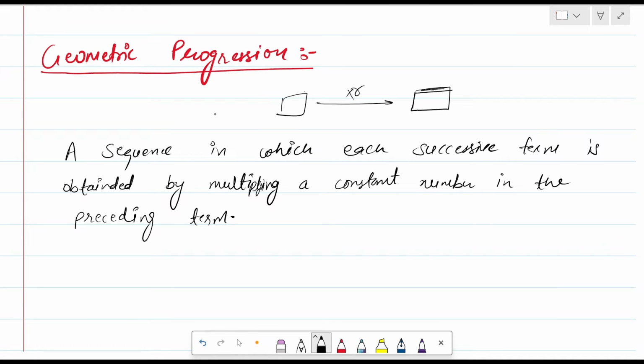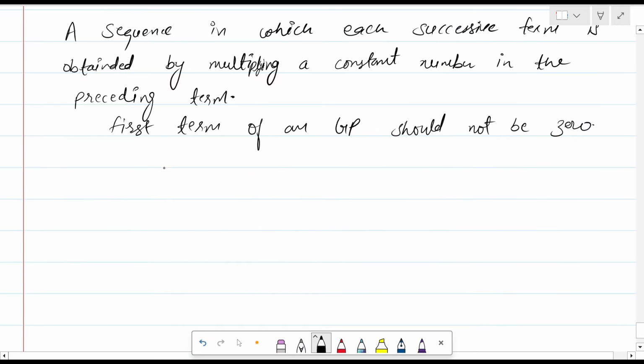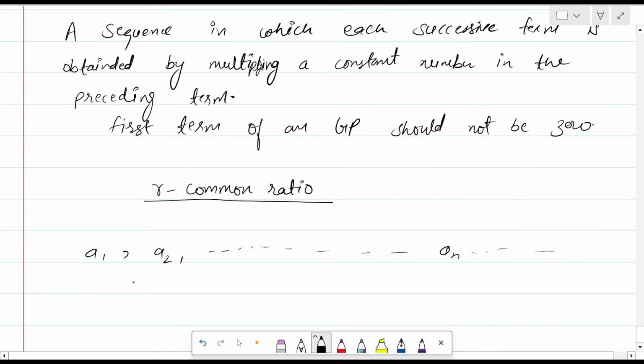एंड द इम्पोर्टेंट थिंग इज first term of a GP should not be 0। और जो हम एक फिक्स नंबर मल्टीप्लाई कर रहे हैं उसे हम नेमली R दे देते हैं। R is common ratio.